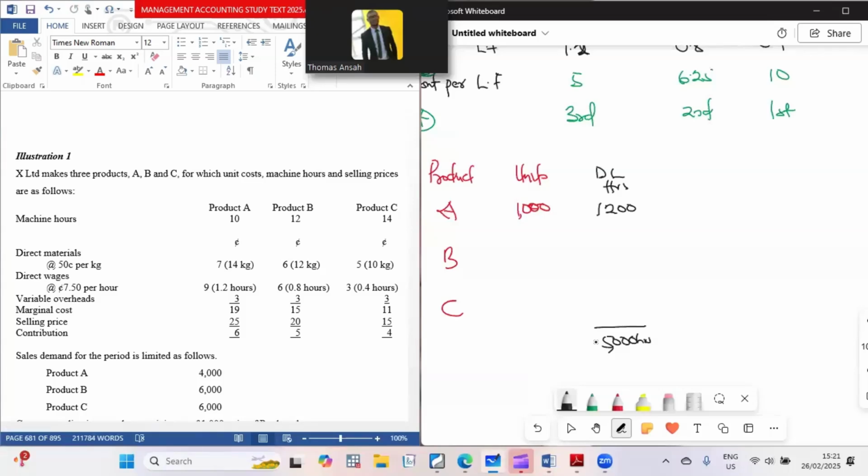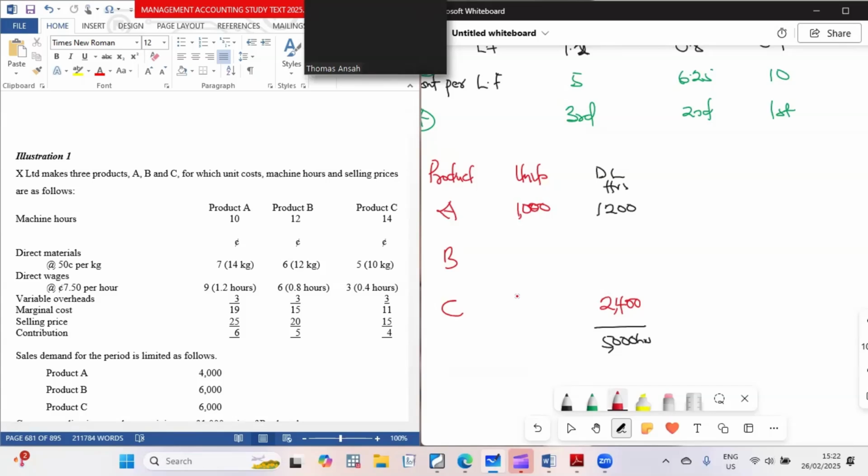And product C is our major product. Is that not it? Product C is our major product. So we could have brought C here and B here, but any way you arrange it is fine. But how many hours will product C require? If you multiply product C, it is 0.4 hours, multiplied by 6,000. That gives me 2,400 hours. Now, how many is left?